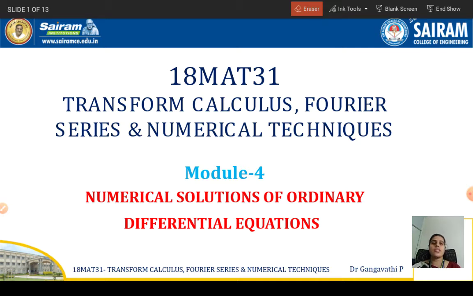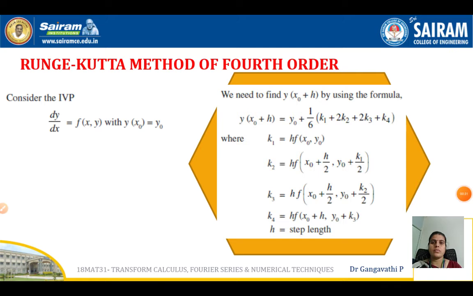In this session, let us discuss another method, which is called the Runge-Kutta method. This method is also called the Runge-Kutta method of fourth order. Why do we call it fourth order? Because we are going to evaluate four constants, four parameters, here. That is the reason we call it the Runge-Kutta method of fourth order.